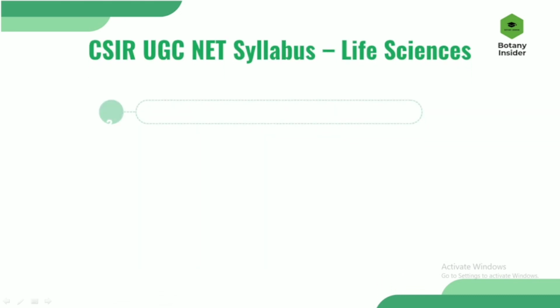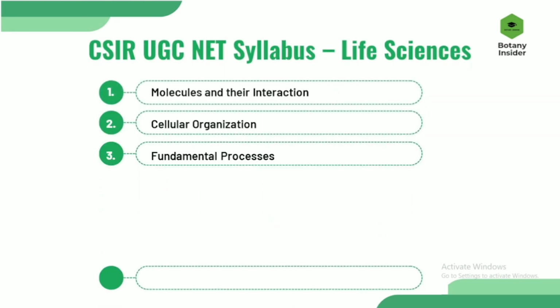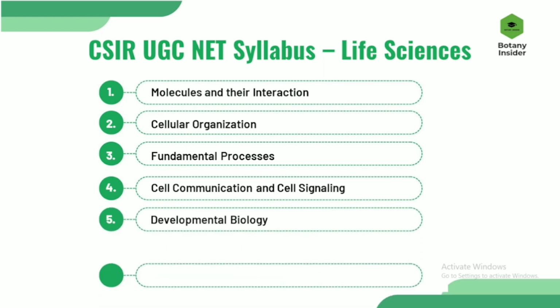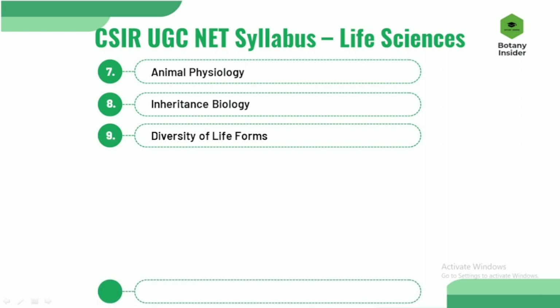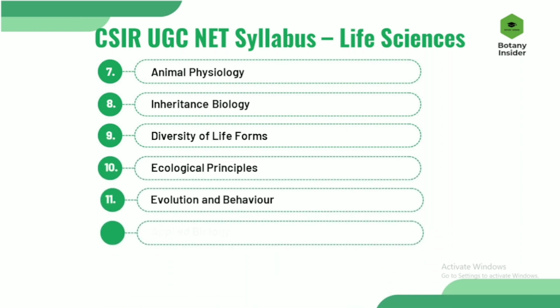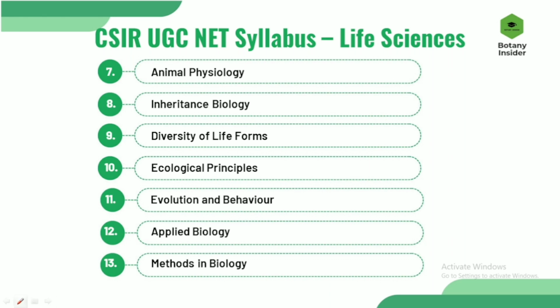Now talking about the syllabus of the CSIR NET. There are 13 units in total, and the initial units are molecular and their interaction, cell organization, fundamental processes, cell communication and cell signaling, developmental biology, plant physiology. In addition to that, we also have animal physiology, inheritance biology, diversity of life forms, ecological principles, behavior and evolution, applied biology and methods in biology. So these are the 13 units.